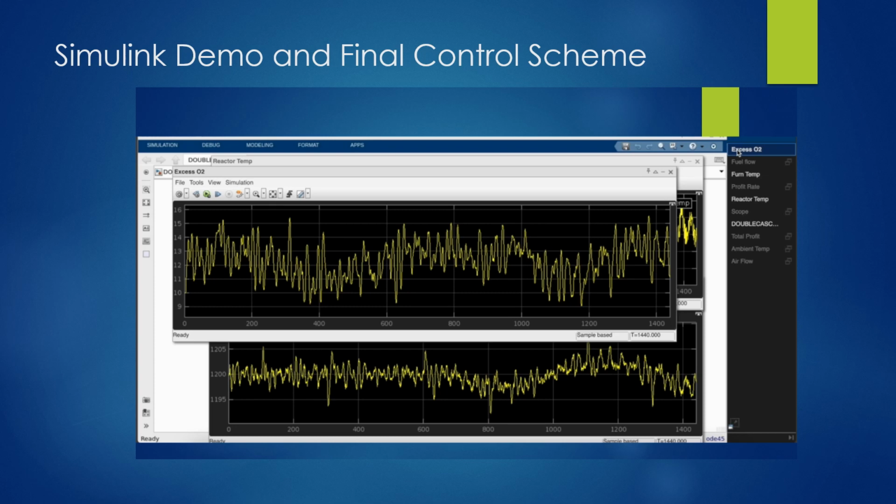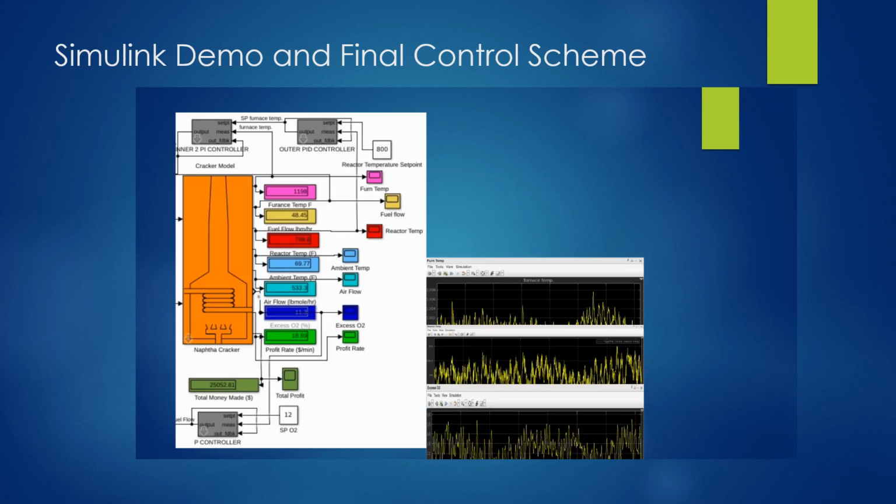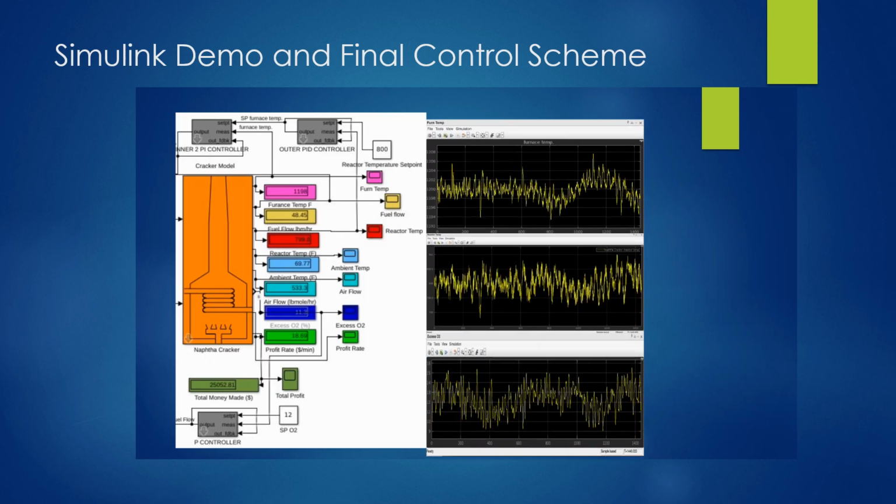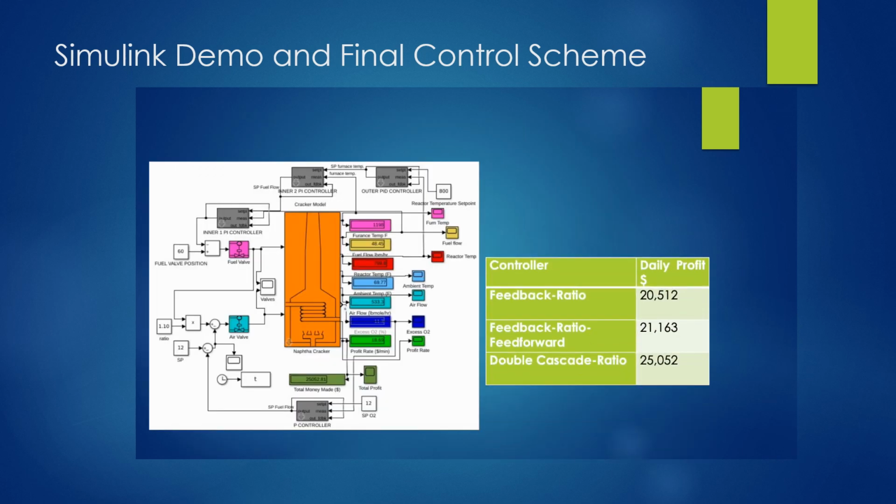This integrated control strategy not only optimizes profit, but also ensures the safety and stability of the entire naphtha cracking process. The double cascade control demonstrates resilience against unmeasurable disturbances, including fuel composition variations, fuel supply pressure, and temperature fluctuations. In conclusion, our simulation indicated that the double cascade with ratio control not only optimizes profit but also ensures safety and robustness against unmeasurable disturbances.